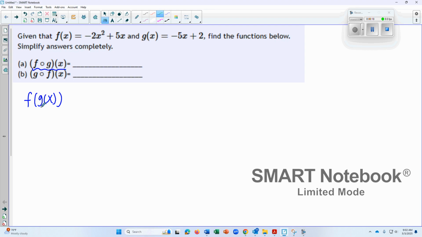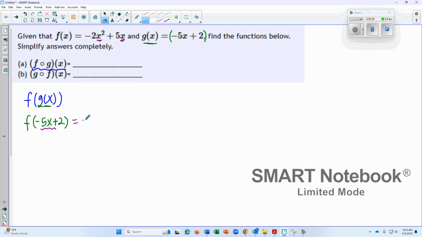So what I'm going to do here is I'm going to take the g function right here. G of x is equivalent to negative 5x plus 2. I'm going to put that right there. So that's what I'm substituting into the f function right here. So I'm going to place that in for x in both of those spots right here.